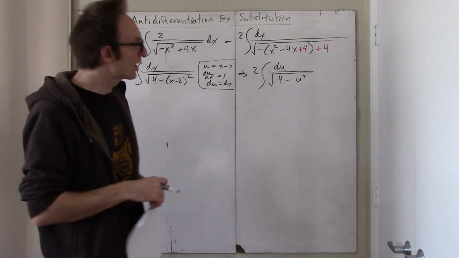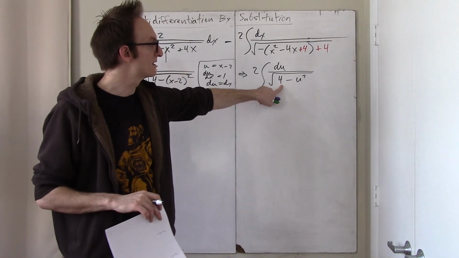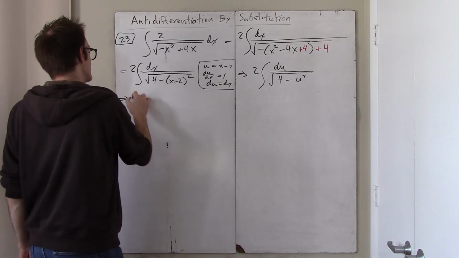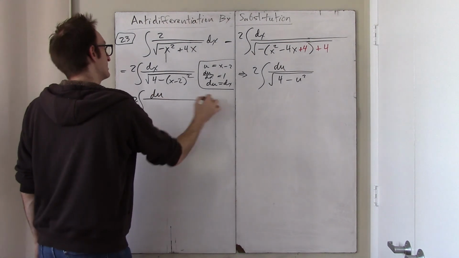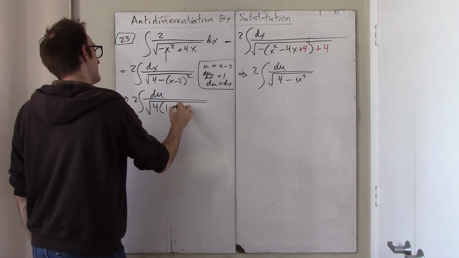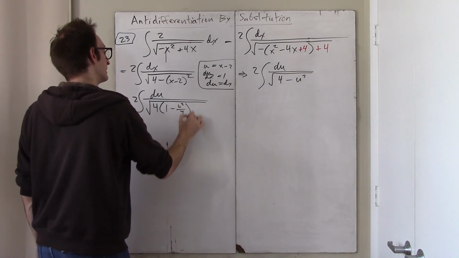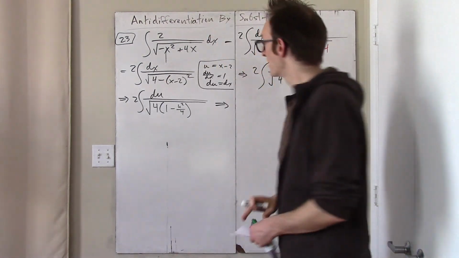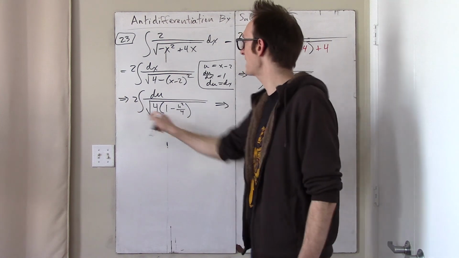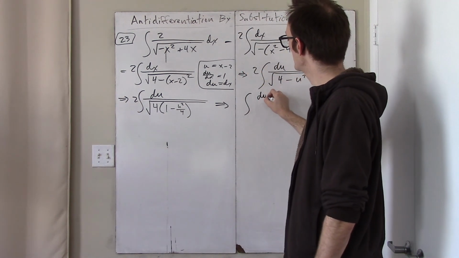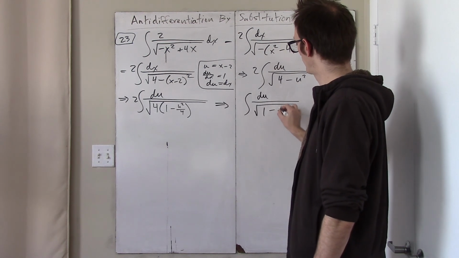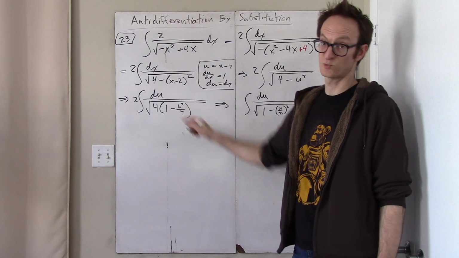This is almost arcsine, problem being that this is a 4 instead of a 1. So now I go into the whole arcsine business where I'm like, okay, down here I want to do square root, factor out a 4, 1 minus u squared over 4, and then that 4 comes out of the denominator, becomes a 2, cancels the 2 on the outside, and what we end up with is du over root 1 minus u over 2 quantity squared. That is how I choose to rewrite u squared over 4.